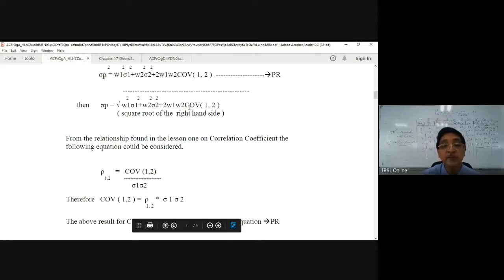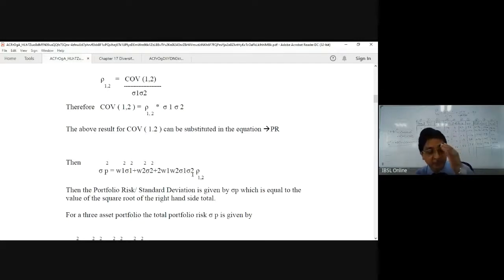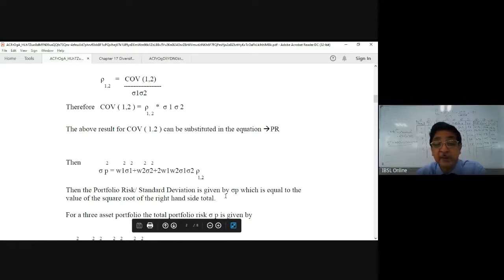Now what we are going to do is we just substitute covariance 1, 2 with this value, rho 1, 2, sigma 1, sigma 2. So after doing that substitution, you will get this formula. Now the covariance doesn't come here. Instead of covariance, we put sigma 1, sigma 2 into rho 1, 2. If the covariance is given, without taking sigma 1, sigma 2, rho 1, 2, we can just put covariance there. The portfolio risk or the standard deviation is given by sigma b, which is equal to the square root of the right hand side total.